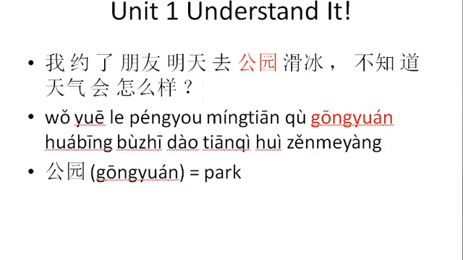Okay, so let's take a look at the next. All right, so this 公园 is a park, and 公 here means public. So you'll see this character 公 in any instance where something is for the public. And then 园 is like a garden. So 公园 means public garden, or in our case we usually say park. Okay, so 高文中约了朋友明天去公园滑冰. All right, so what are they going to do at the park? What is this 滑冰?